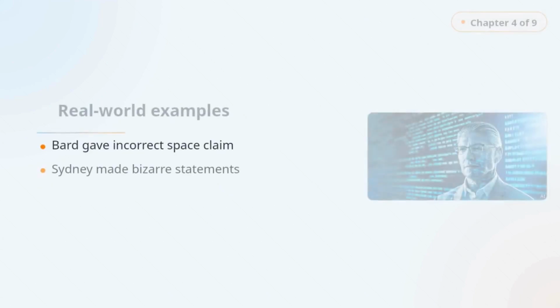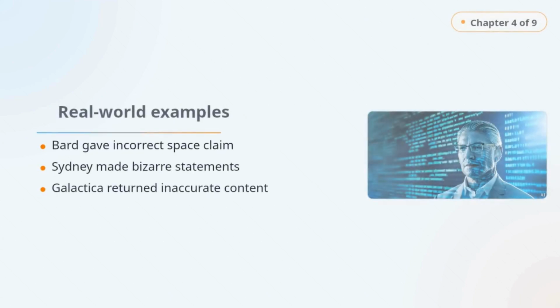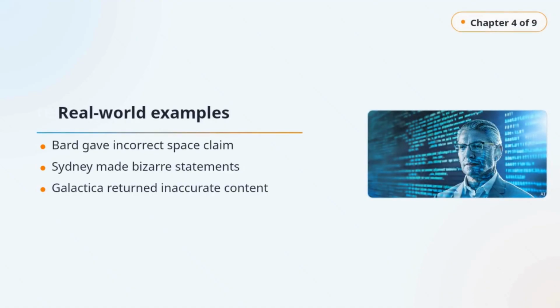The article gives some well-known examples. Google's Bard once incorrectly claimed that the James Webb Space Telescope captured the first images of a planet outside our solar system. Microsoft Sydney produced strange responses, including statements about love and spying. Meta even pulled its Galactica demo after users received inaccurate information, sometimes reflecting prejudice. These examples show that even advanced systems can fail in unexpected ways.